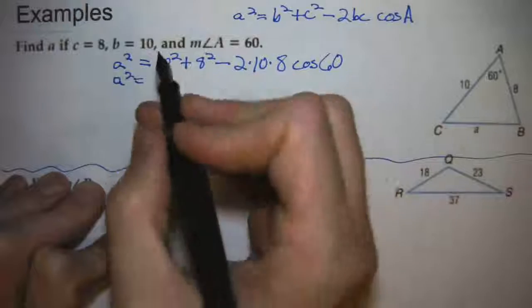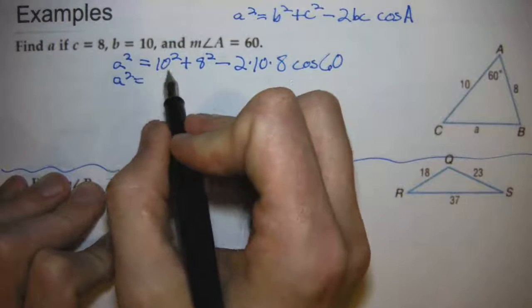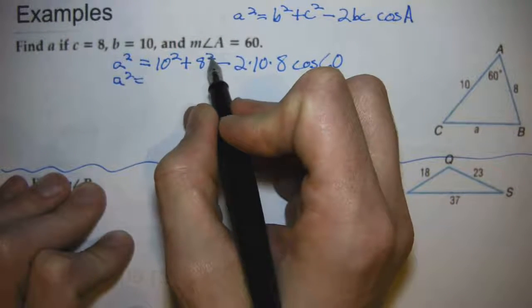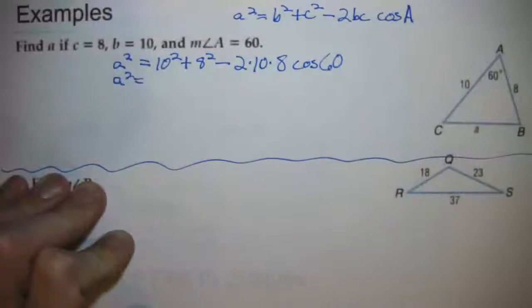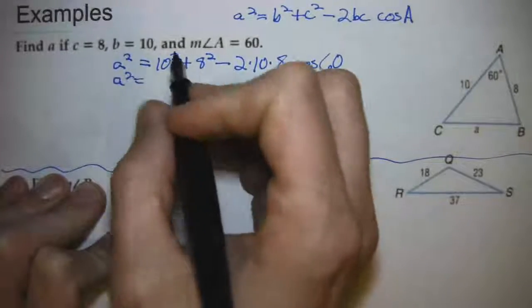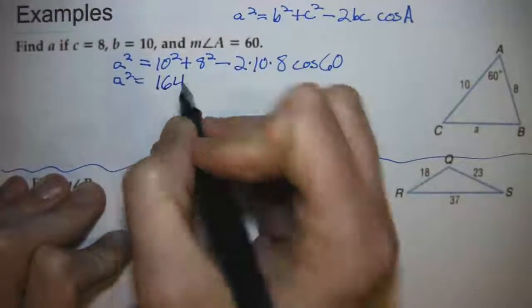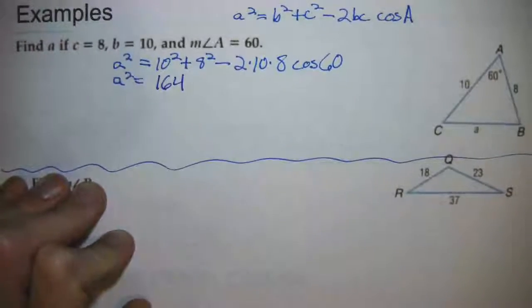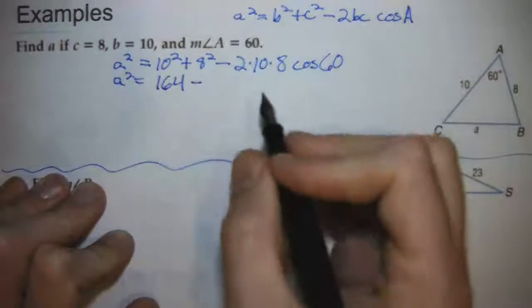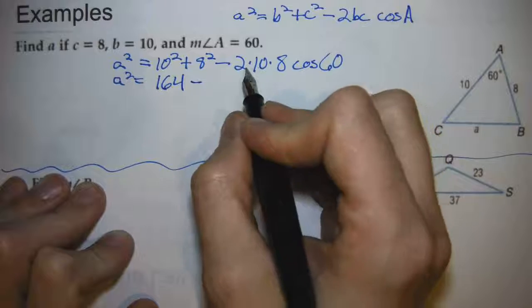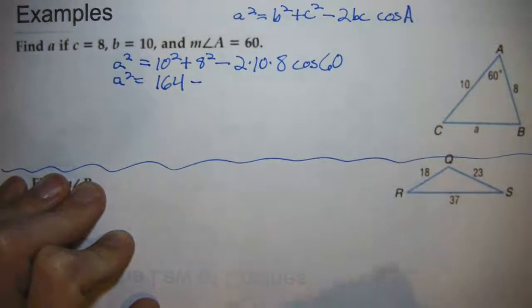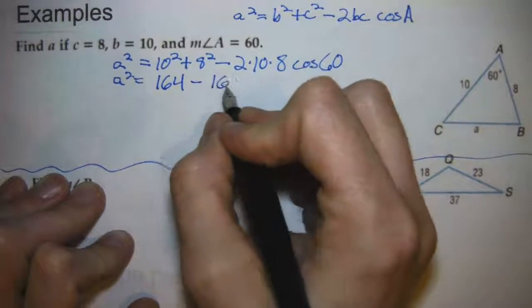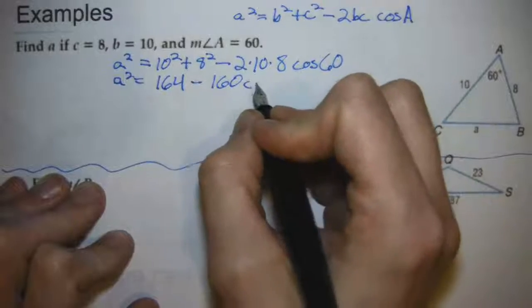For example, I know that 10 squared is 100. I know that 8 squared is 64, and we're going to go ahead and add those. Order of operations allows me to do that. So 100 plus 64 is 164. All right, so we've simplified that portion. Let's keep going. I know that 2 times 10 is 20. 20 times 8 is 160, so subtract 160 multiplied by the cosine of 60.